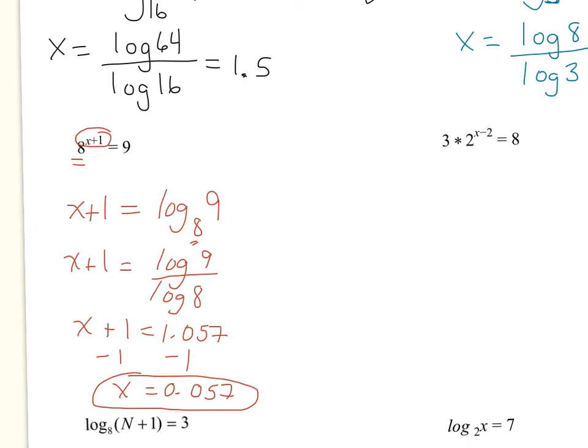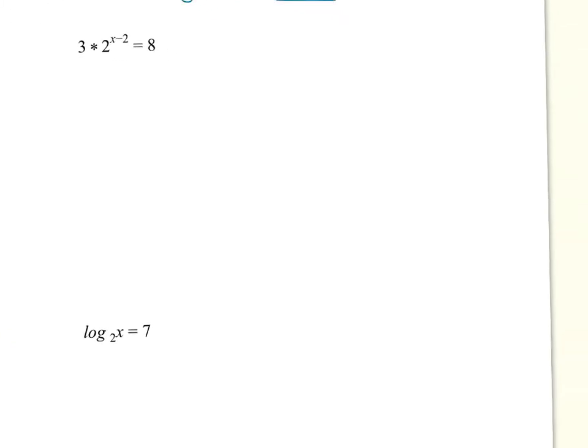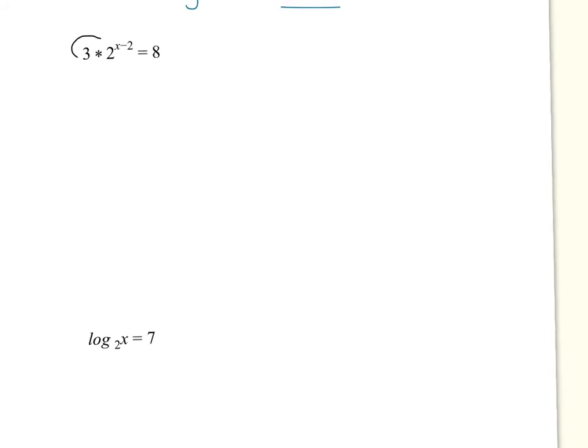Okay, let's look at one more exponential equation, and then we'll look at a couple of log ones. So we have 3 times 2 to the x minus 2. Now this really isn't an exponential equation right now because you've got this random 3 out front. So we have to get rid of that first. Since it's multiplied to the exponential, I would simply divide both sides by 3. That would make this 2 to the x minus 2 equals 8/3.